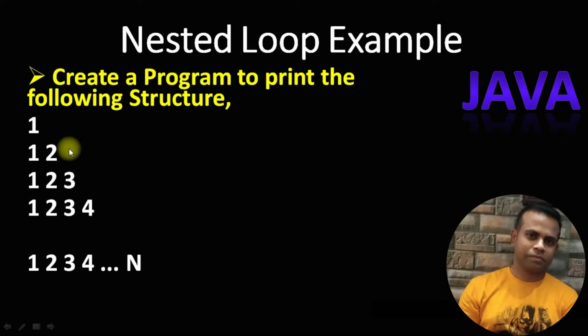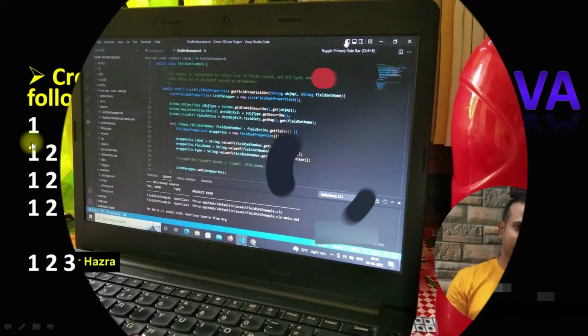Using nested loop we can create this type of problem. So today's problem statement is this. We have to create this type of structure. Now if you check this structure, in the first line we have created 1, then in the second line 1 and 2, then in the third line 1 2 3 and so on.